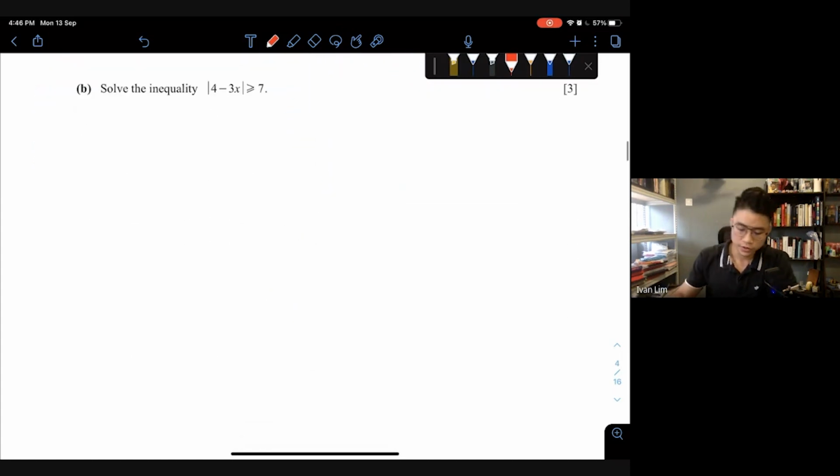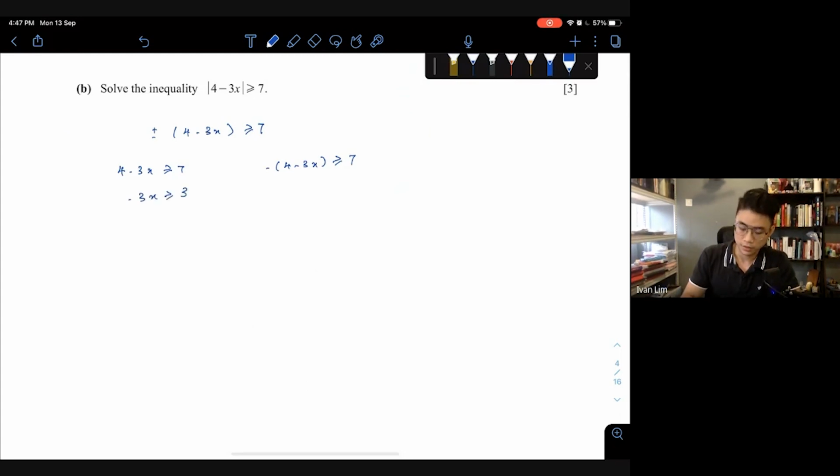Okay, question B. Solve the inequality modulus of 4 minus 3x is more than or equal to 7. You can either square both sides or you can just put plus or minus over here. I'll just do the plus minus one. You get positive 4 minus 3x more than or equal to 7, and here, minus (4 minus 3x) more than or equal to 7. We split it into both of these. Let's solve the positive one first. Negative 3x more than or equal to 3. x less than or equal to negative 1.